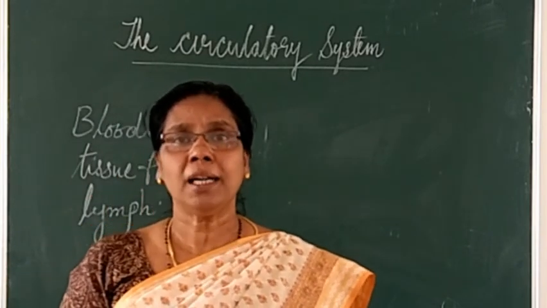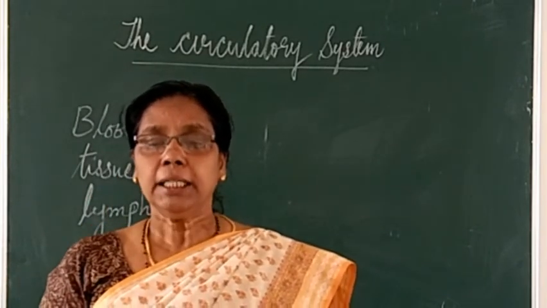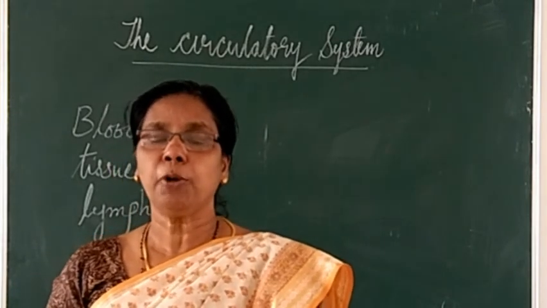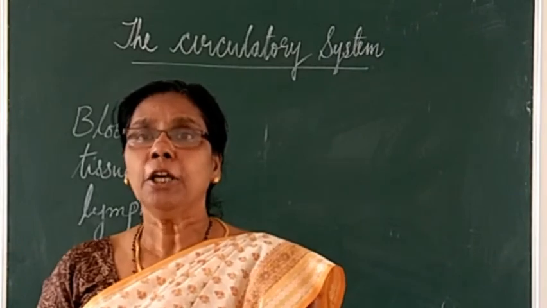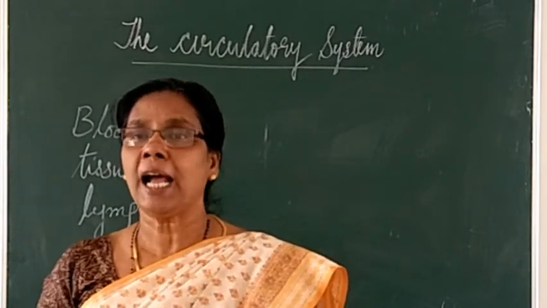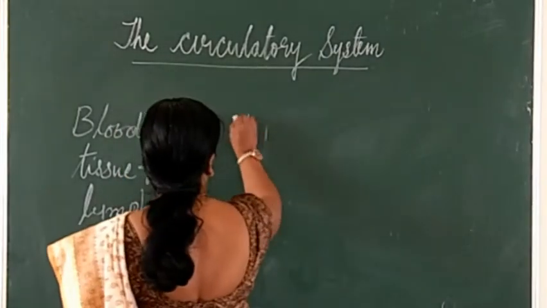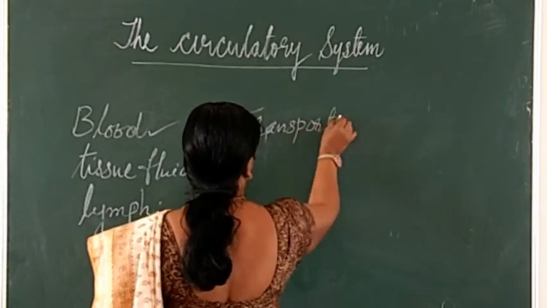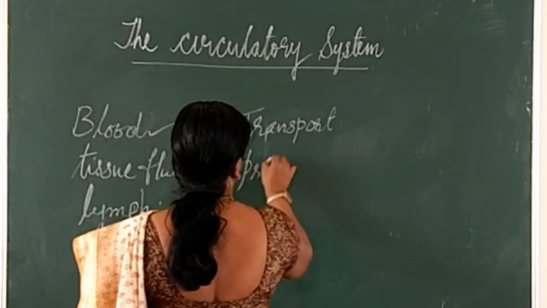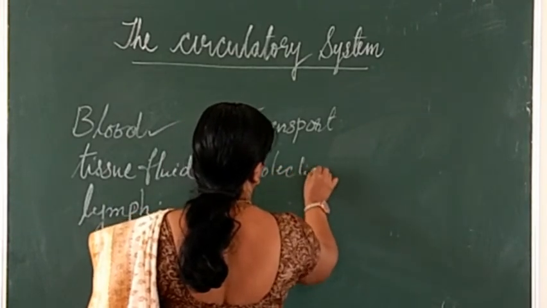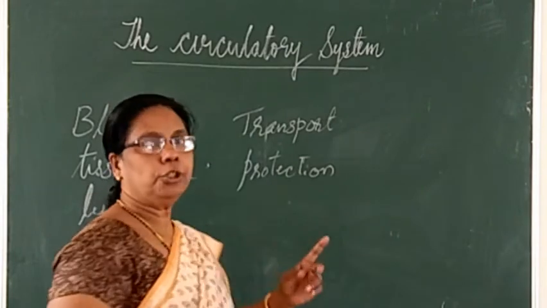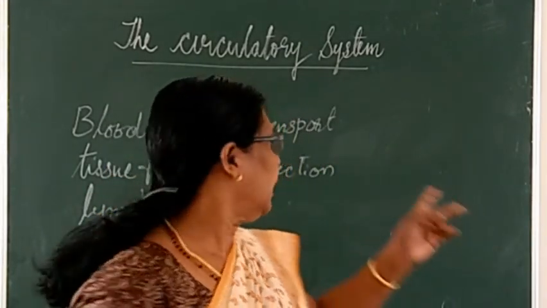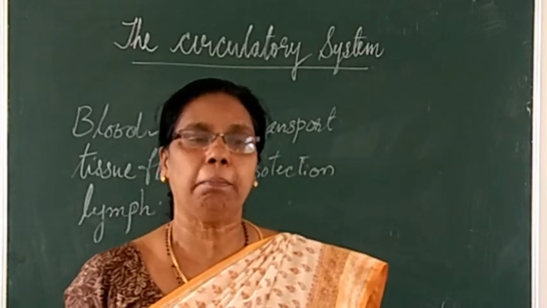Now let us see what the functions of blood are. There are two important functions of blood: one is transport and the second one is protection. These are the two main functions of the blood. First, we can see the transport by blood.